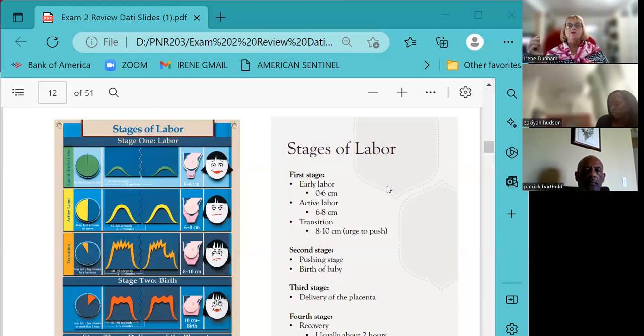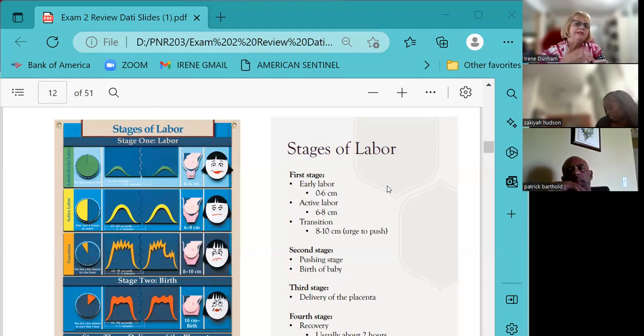Now, the first stage of labor has 3 phases. So write down first stage of labor, the 3 phases. The first phase is called the latent phase, latent, latent. It's also called early. She's usually dilated from 0 to 3 centimeters. And during that time, she's like, oh, hello, nurse, how you doing? She's kind of cordial.